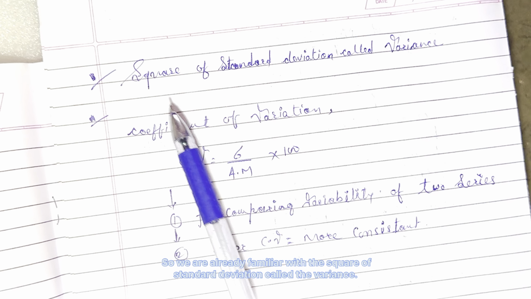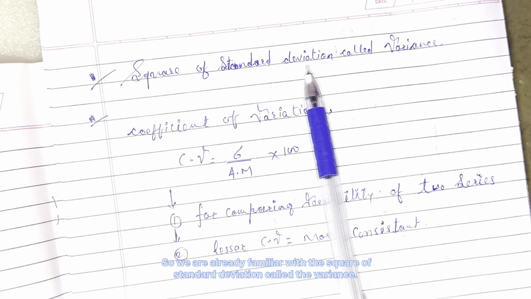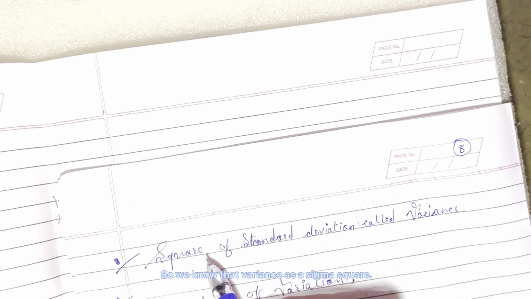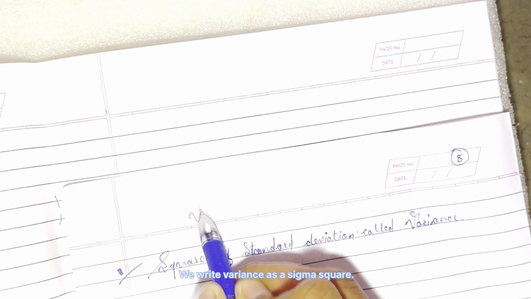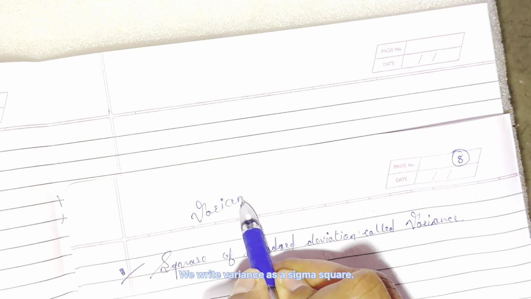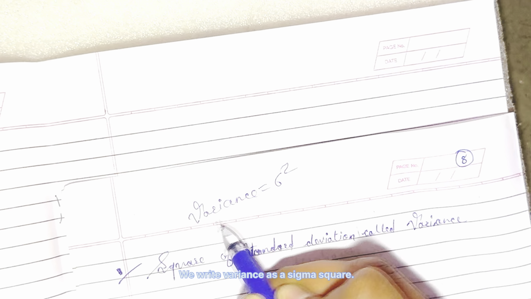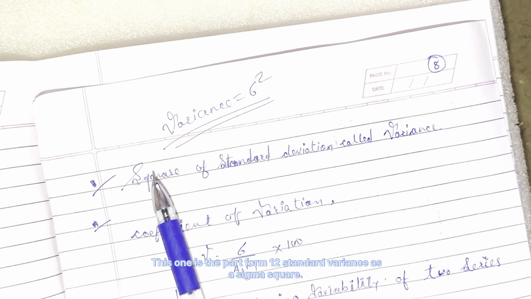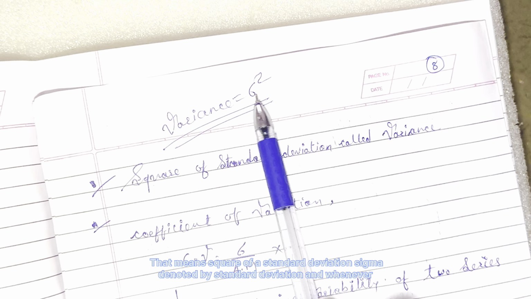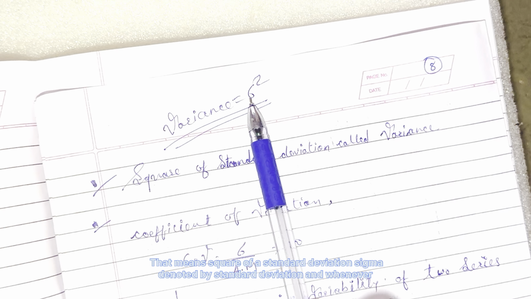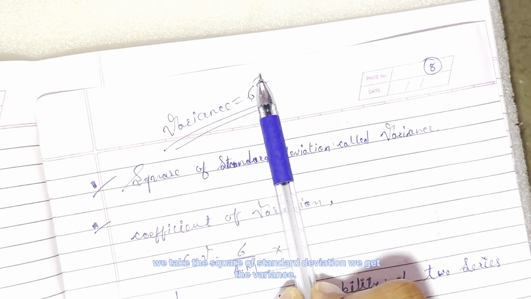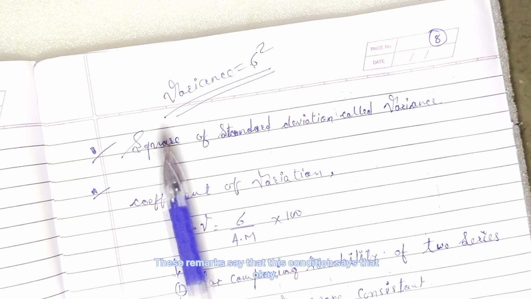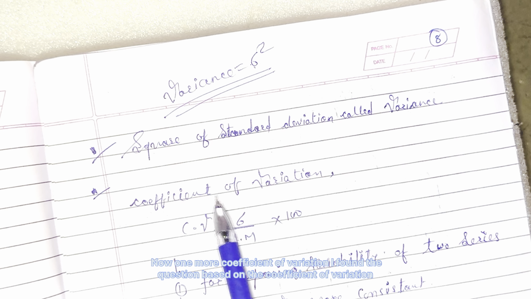We are already familiar with the square of the standard deviation, called the variance. We write the variance as sigma squared. This is part of the 12th standard. Sigma denotes the standard deviation, and whenever we take the square of the standard deviation, we get the variance. Now one more: the coefficient of variation.